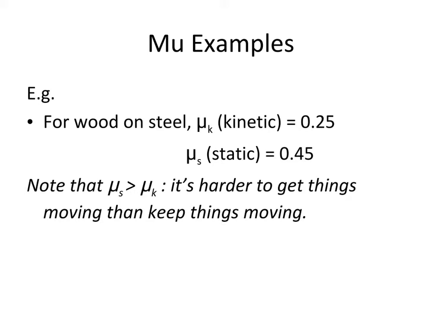Here's an example, wood on steel. Now you'll notice there are two different types of friction coefficient. We have the kinetic coefficient and we have the static coefficient. You'll also notice that the static coefficient of friction is greater than the kinetic coefficient of friction. That is always the case. It's more difficult to get things moving than it is to keep them moving. If you think about Newton's first law, that will make sense to you because, of course, objects at rest tend to remain at rest, and objects in motion tend to remain in motion with a constant speed in a straight line.